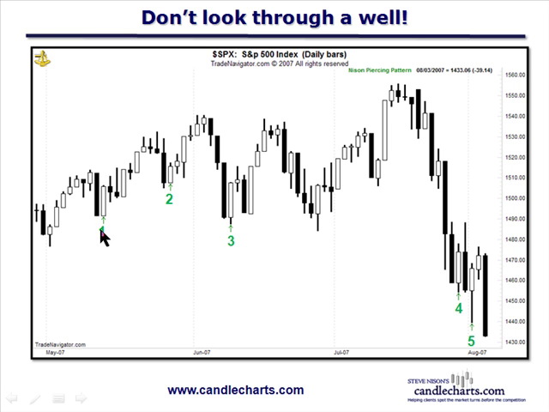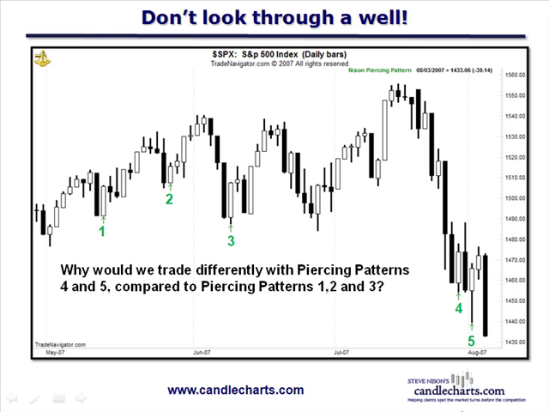So anyway, these are all piercing patterns, and there are 5 of them. The question is, and feel free to put the player on pause to think about it, why would we trade differently? Now, these are all piercing patterns. To refresh your memory, a piercing pattern is when you have a black real body, and then a white candle that gets more than halfway into the black real body. So notice how this white candle got into that more than halfway here, and so forth.